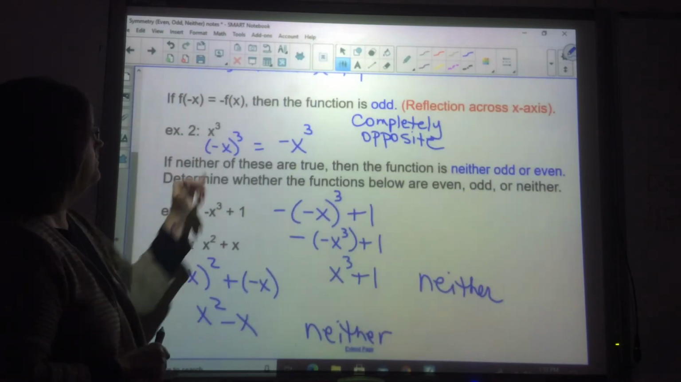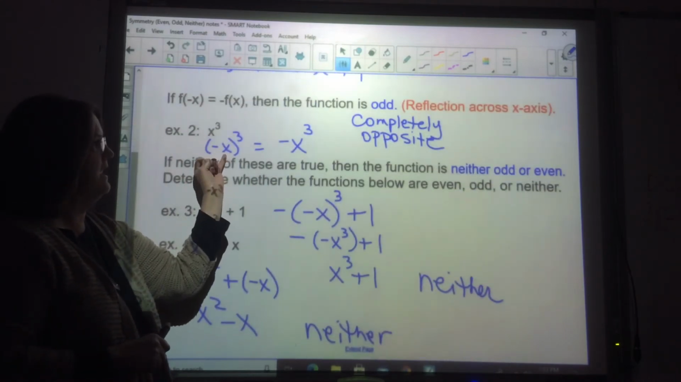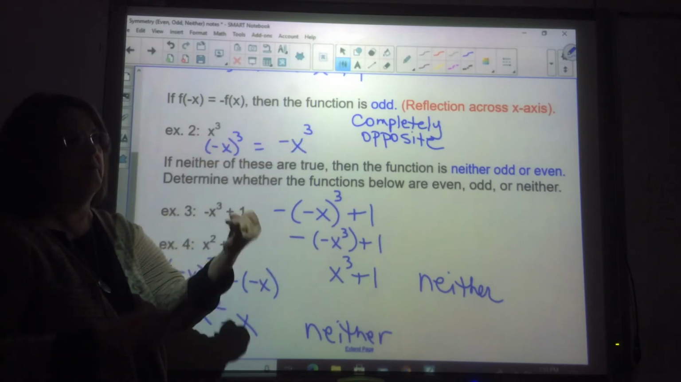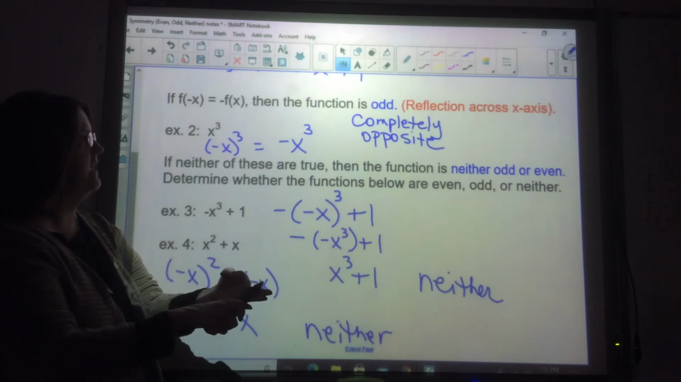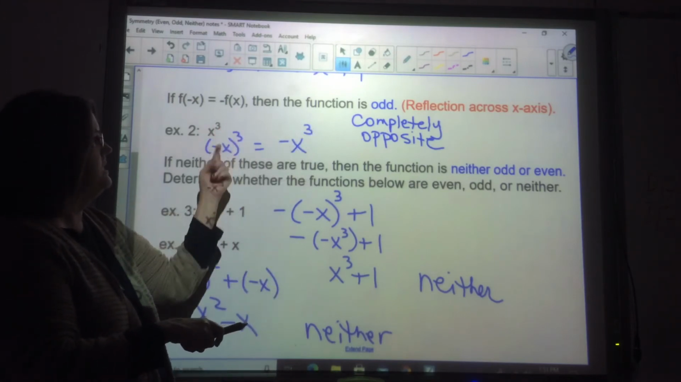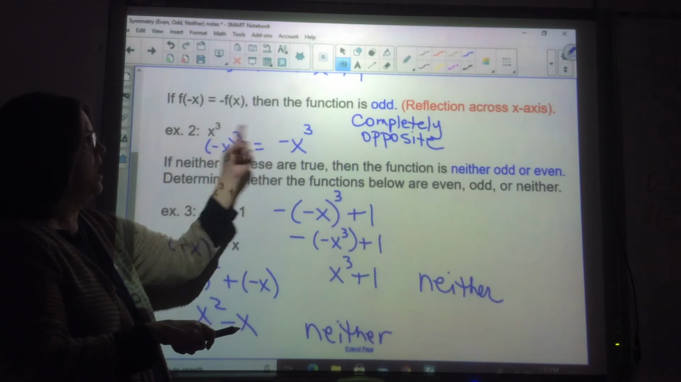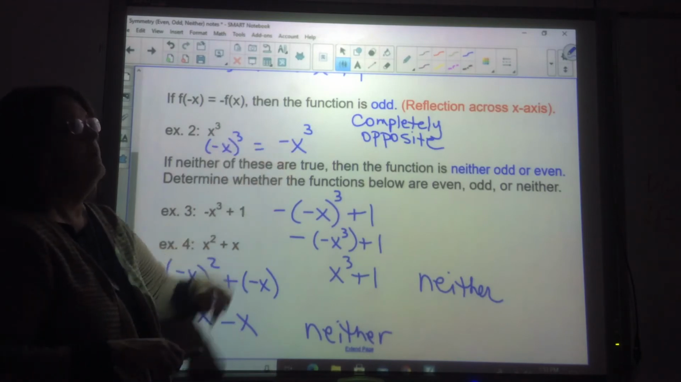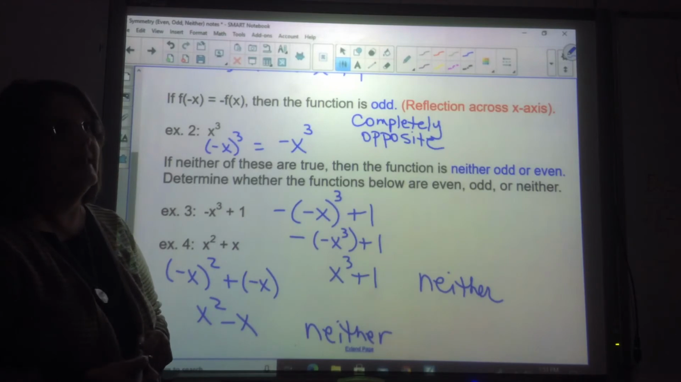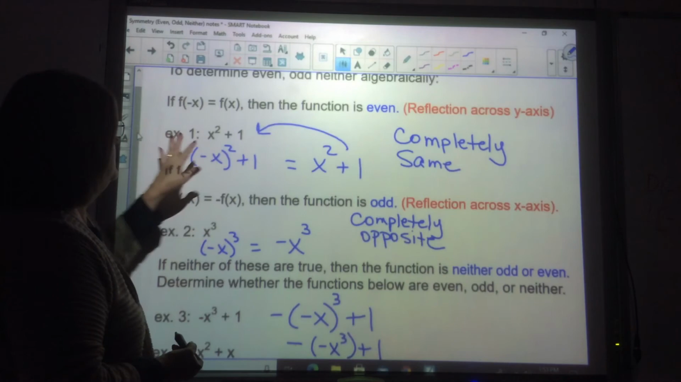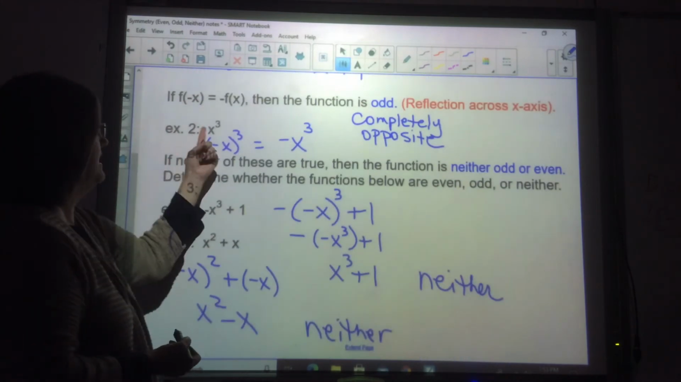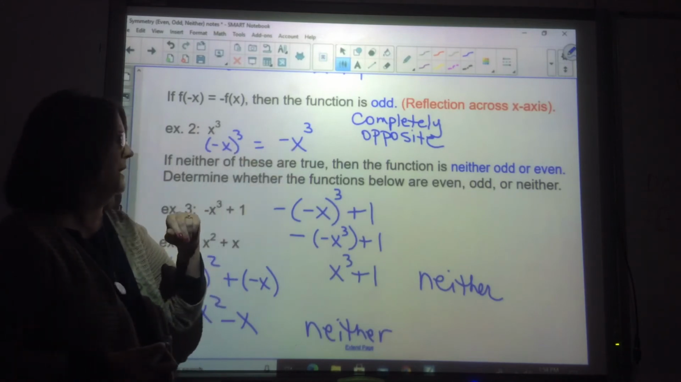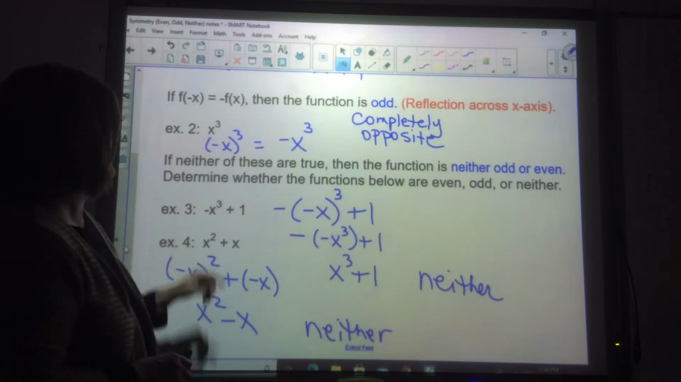All right, come down here and look at x cubed. If I substitute negative x in and I take it to the third power, negative x times negative x is positive x squared, times negative x is negative x cubed. You will see that it did change sign. So if I have an odd power, the sign will change. When the equation ends up completely opposite, that is odd. So even, the function ends up being exactly the same. Odd, they end up having exactly the opposite sign. That would make it odd. If neither of those things happen, then it is neither.